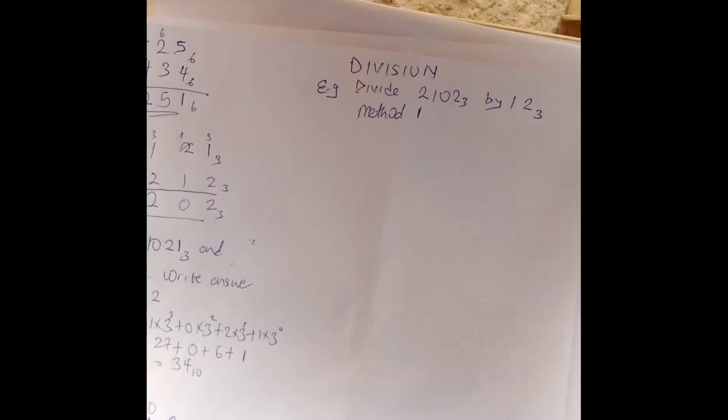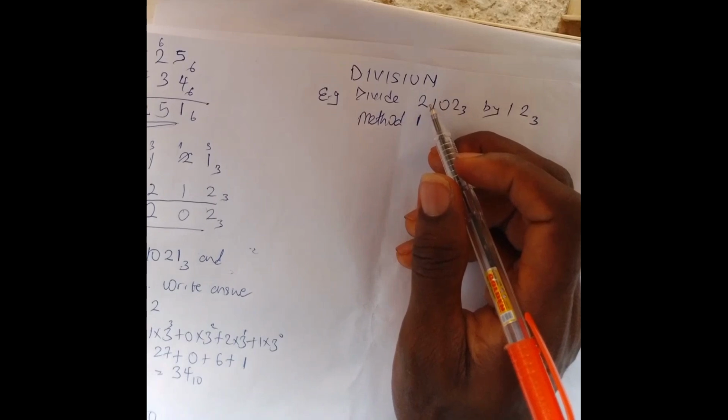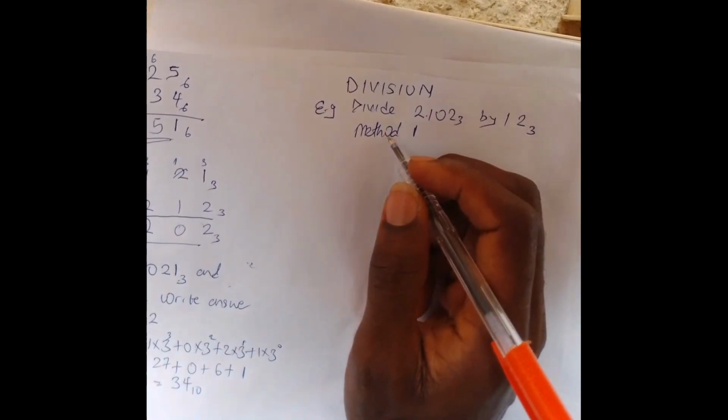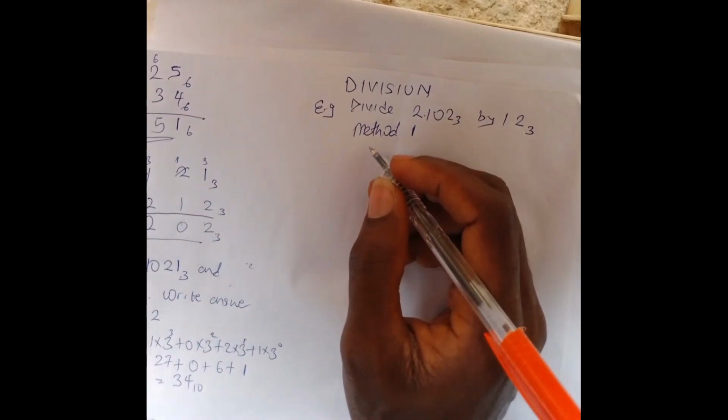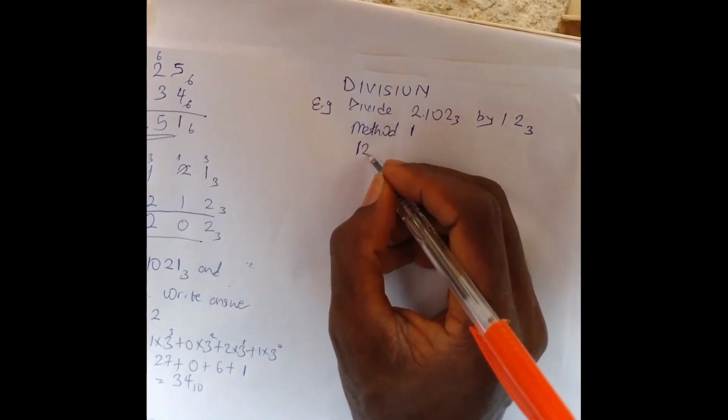Now let's go to division. We have to divide this by this. Now there are two methods of doing this. This is the first method. We have to first write the multiplication table for it. Now we have 12, because that's what they asked us to multiply it with.